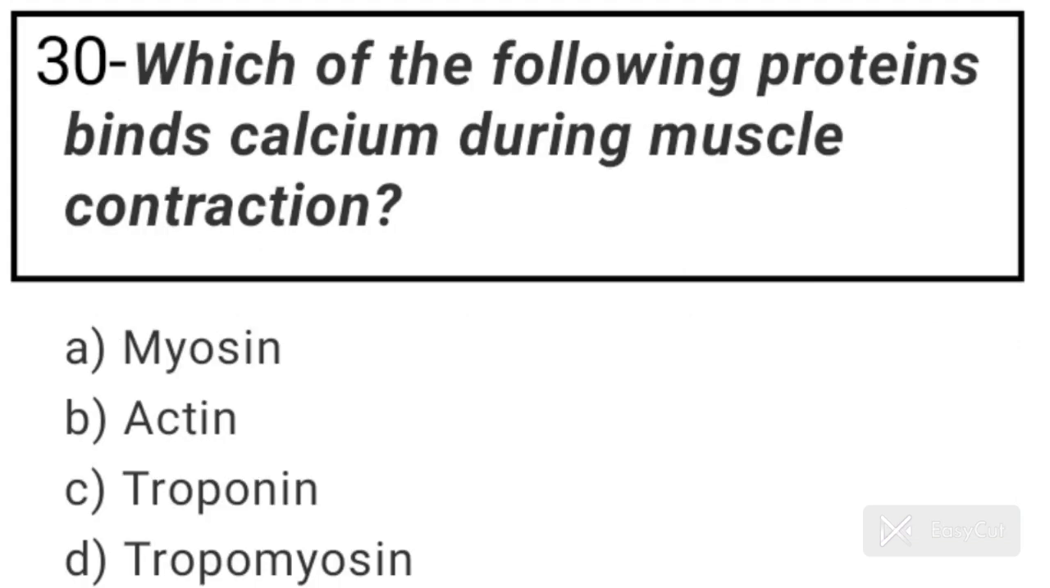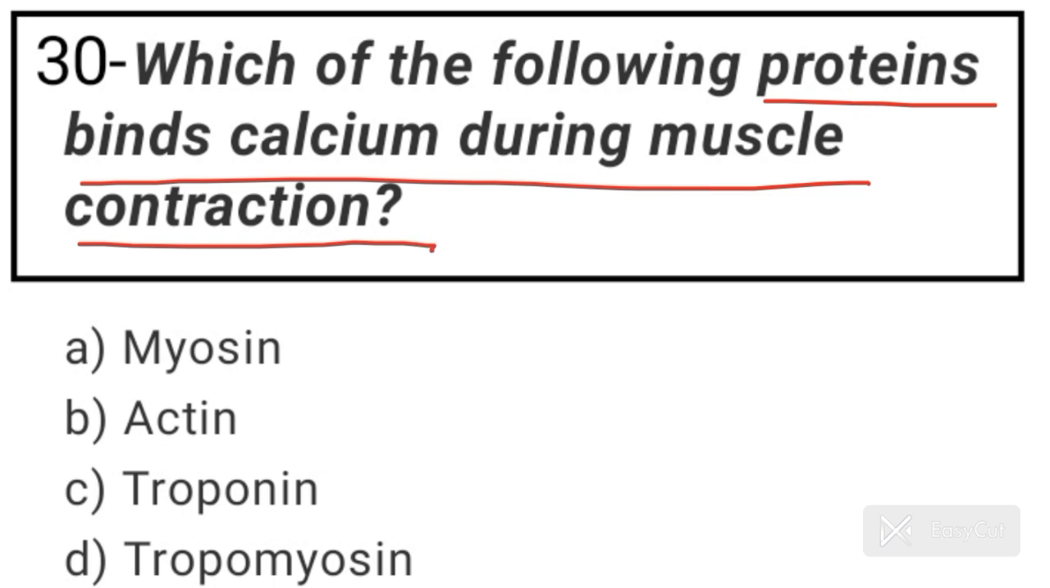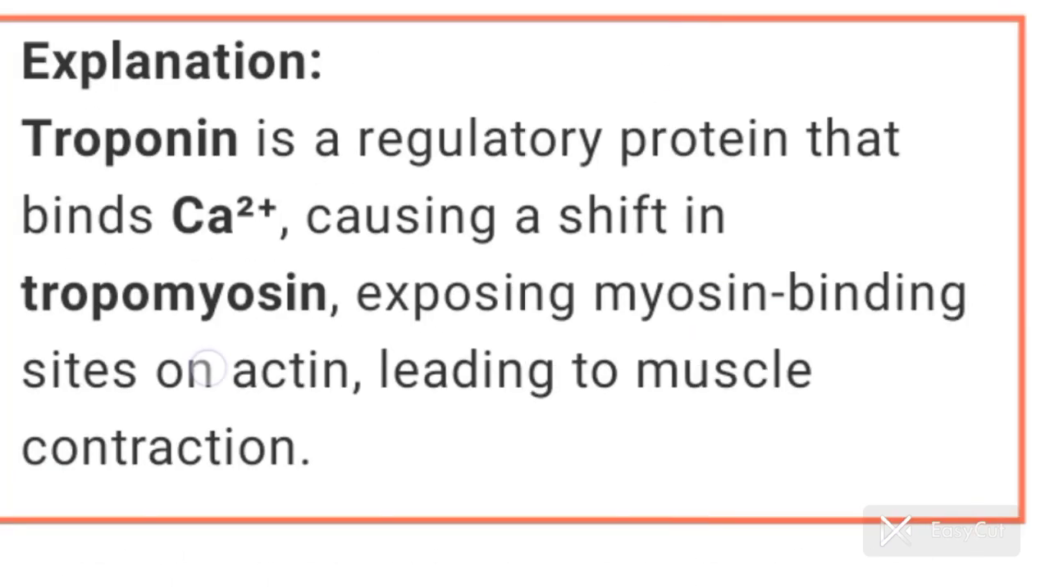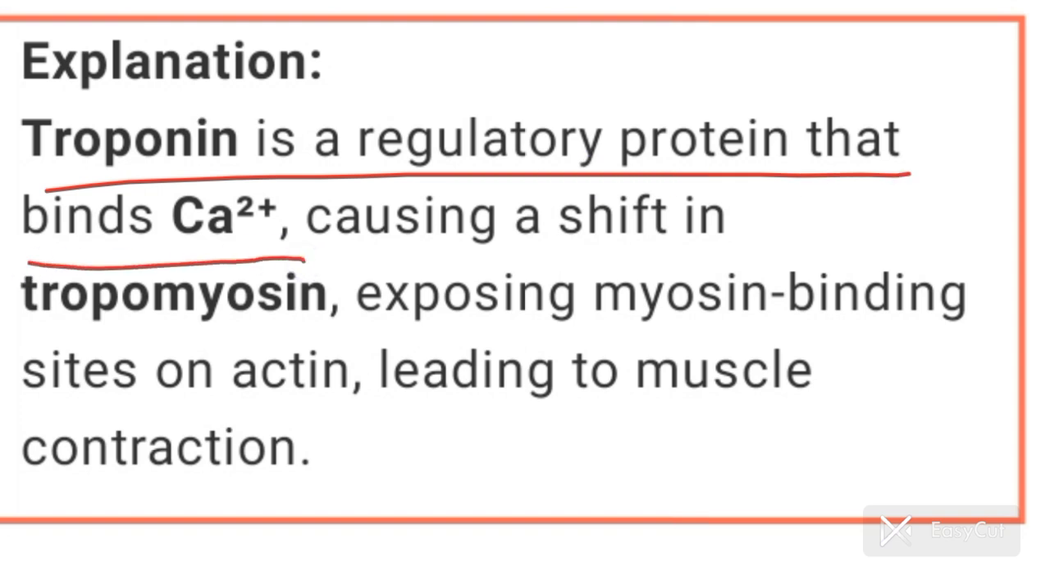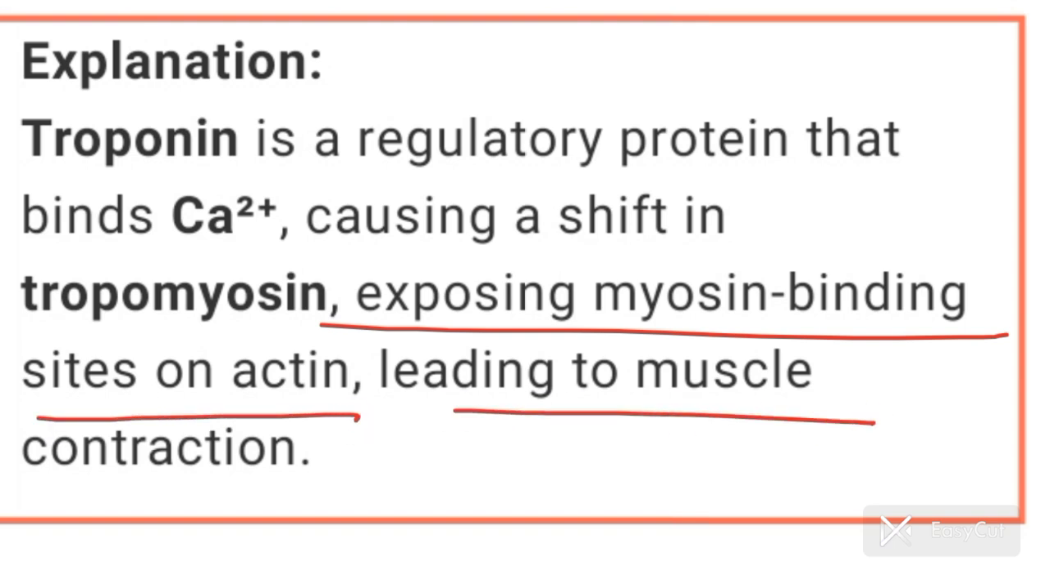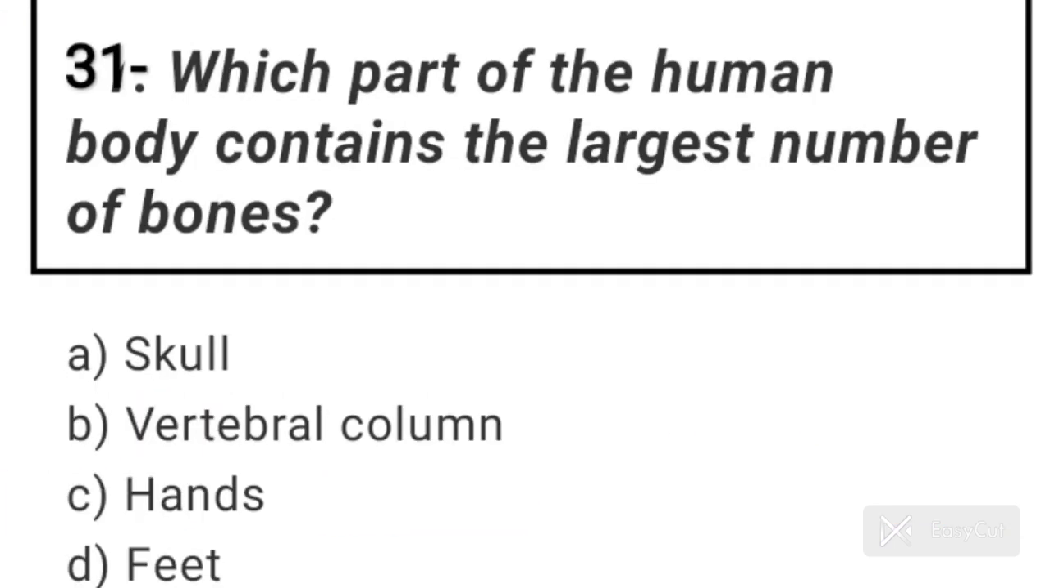Question number 30. Which of the following proteins binds calcium during muscle contraction? So troponin binds calcium during muscle contraction. Troponin is a regulatory protein that binds calcium, causing a shift in tropomyosin, exposing myosin binding sites on actin, leading to muscle contraction.